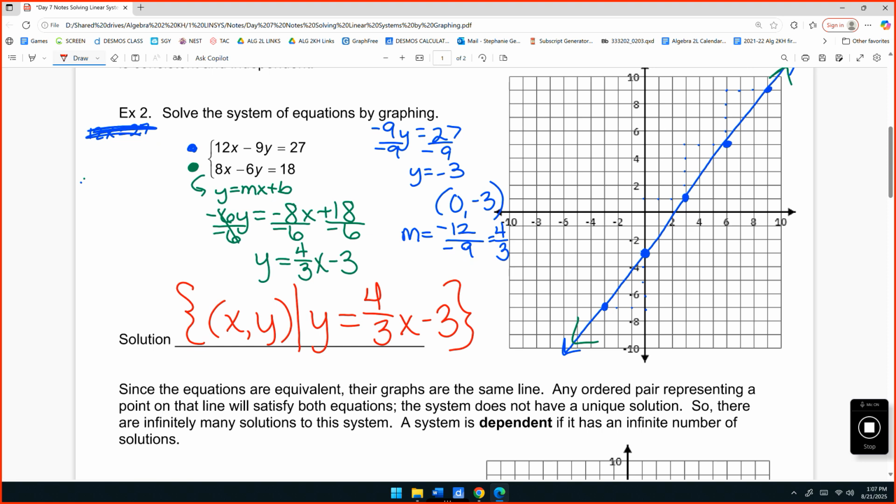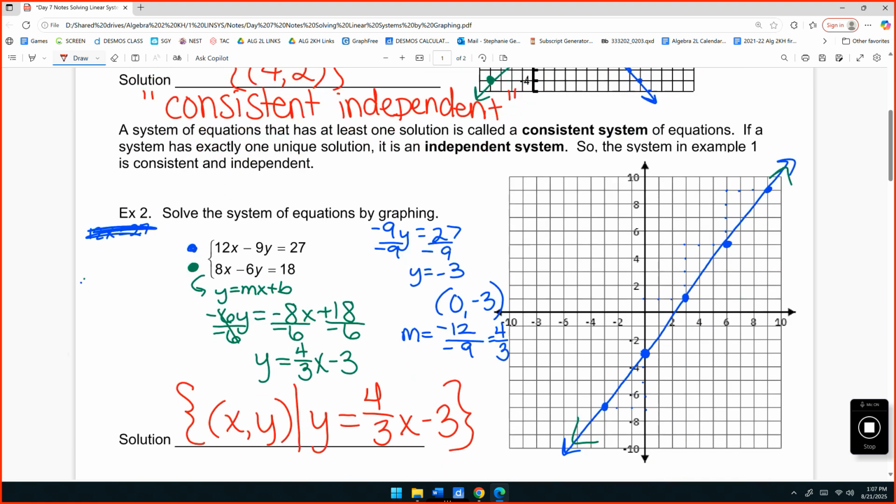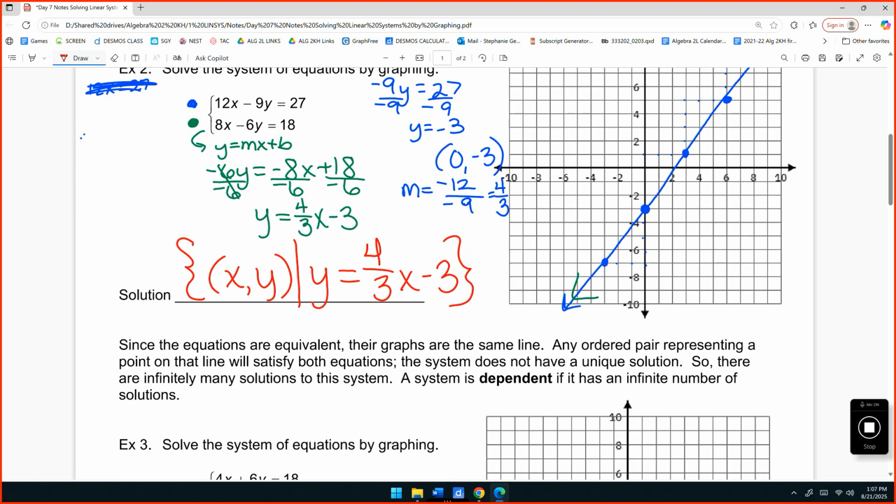Okay? All right, now let's talk about its category. Remember, we give the word consistent if there is an answer. And there is an answer. There is a solution. So this guy still gets to be called consistent. Okay? Still called consistent. But there is not just one answer, right? So we don't use the word independent. We call it consistent dependent because there's an infinite amount of those solutions. Dependent.